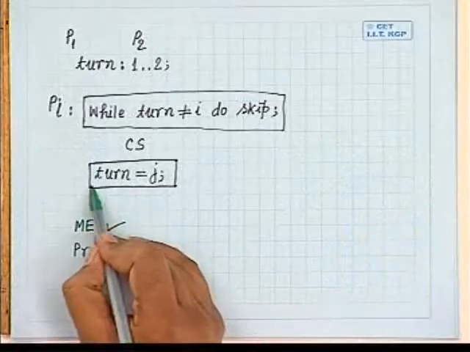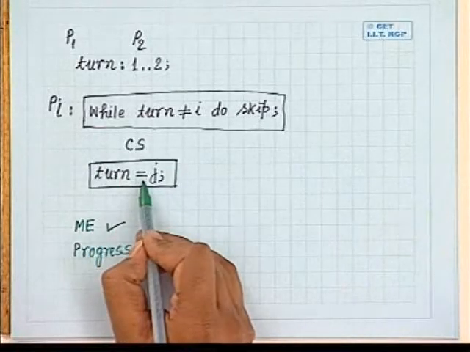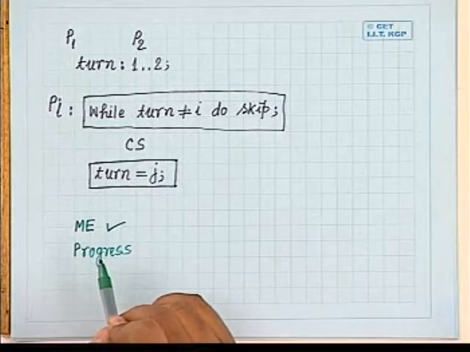Now let us take a hypothetical situation. Suppose initially the value of turn was equal to 1. Process P1 wants to enter the critical section, so it has entered the critical section, because turn is equal to 1. Then process P1 comes out of the critical section. While coming out, in the exit section, process P1 has set the value of turn equal to 2.